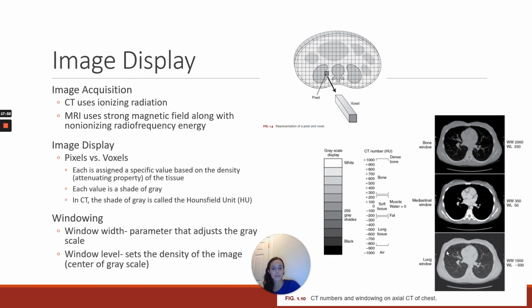The different parts of the body will require different types of window level for you to really appreciate the image and see the structures that you want to see. And you're going to hear me talking about different types of window level throughout the course as well.